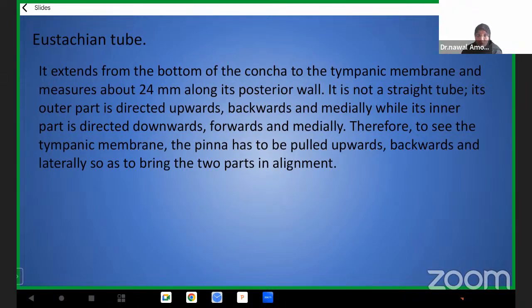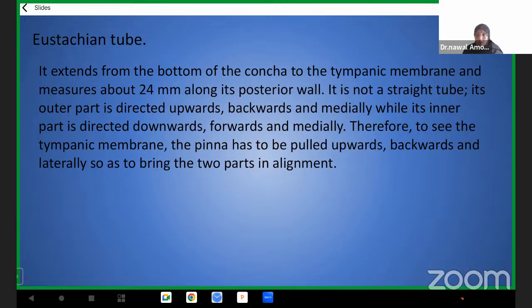Therefore, to see the tympanic membrane, the pinna has to be pulled down and then upwards and backwards and laterally to bring the two parts into alignment. So that's why you pull the pinna upwards and then backwards and laterally to get that alignment, and you get that beautiful view of the inner part of the ear. This is important again in the exam.